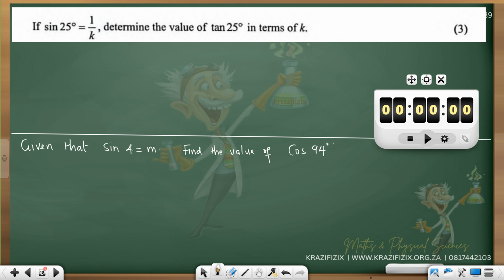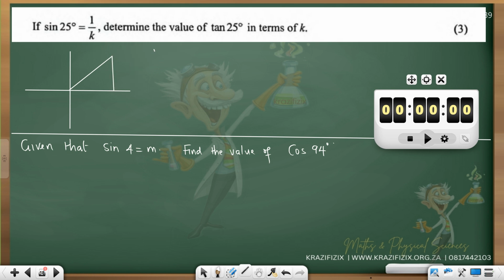Okay, let's mark quickly. Let's see what you were able to do. I don't know if I killed you with this question, but it's the same principle. Look, sine 25 equals 1 over k. What is that? Y over what? R. So sine 25 is in the first quadrant.